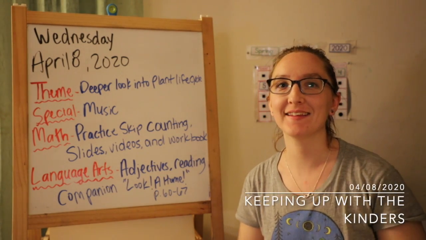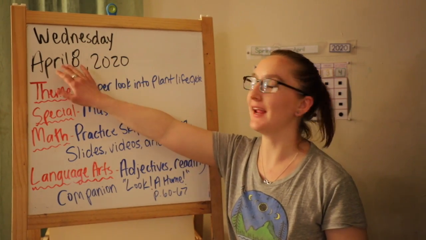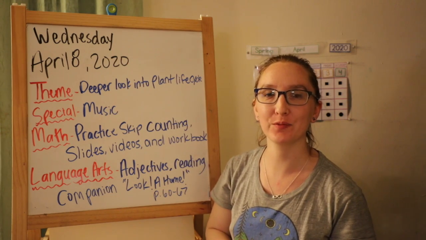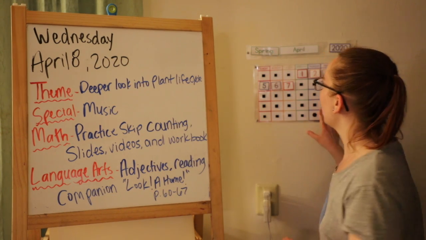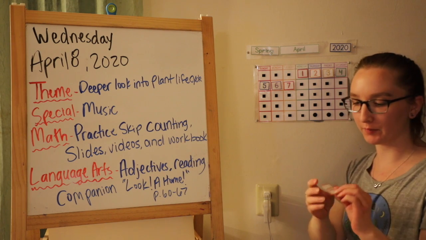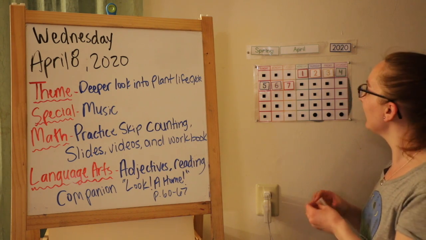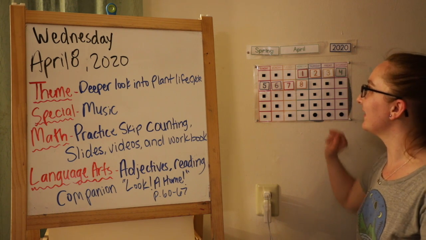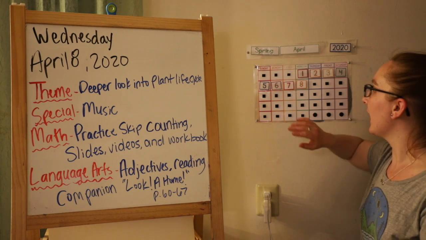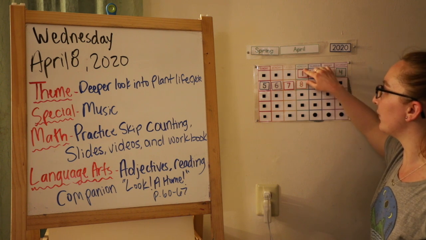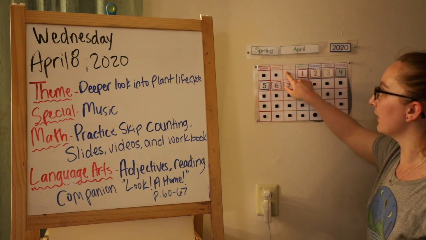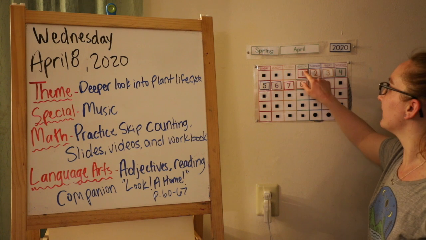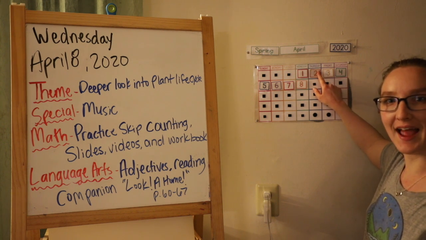Good morning, everybody. Today is Wednesday, April 8th, 2020. So over on my calendar, we have April. We're going to put up our little number 8, and it is 2020. Our season is still spring, and today is Wednesday. Yesterday was Tuesday, and tomorrow is going to be Thursday.